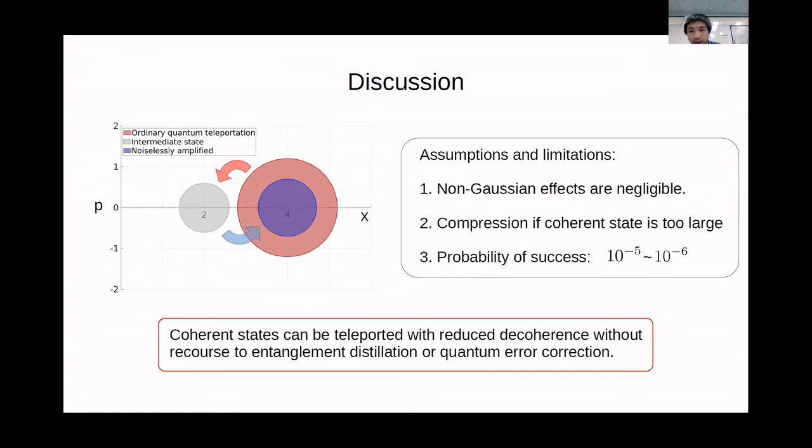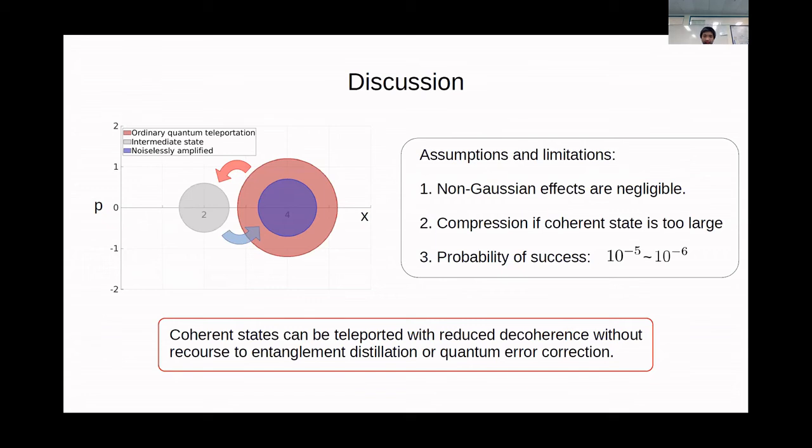The probability of success of our experiment is typically 10 to the -5 to 10 to the -6. It depends on how big the gain we put in. The higher the gain we use, the lower the probability of success. But at the best fidelities, this is the kind of values we get.